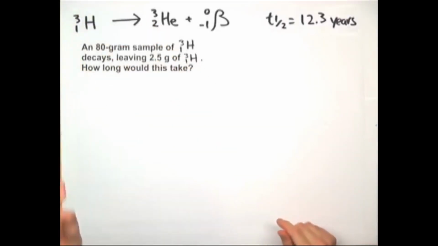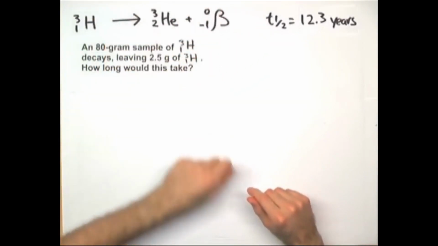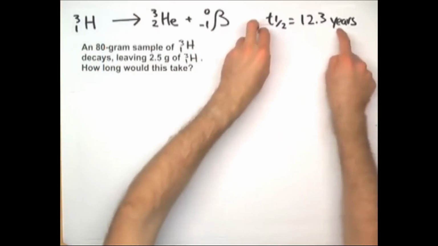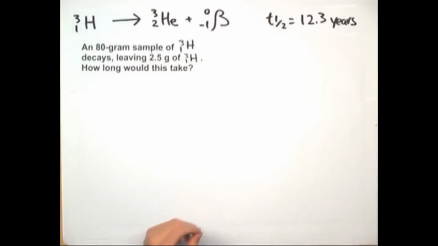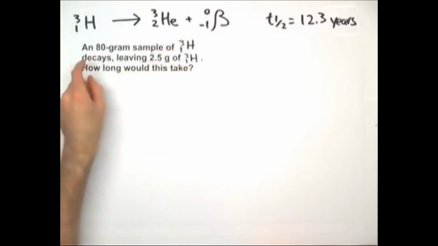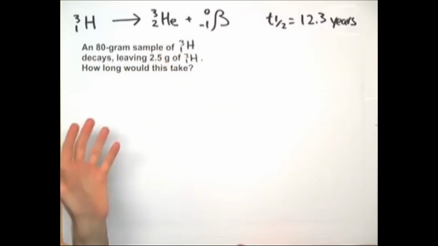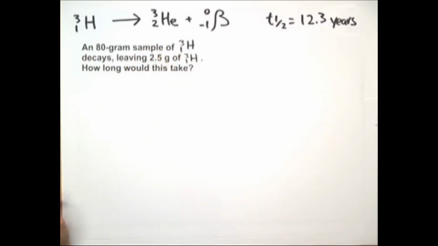Hydrogen-3, which is also known as tritium, undergoes beta decay to make helium-3. And this process has a half-life of 12.3 years. Okay, so an 80-gram sample of tritium decays, leaving 2.5 grams of tritium. How long would this take? Okay, let's figure it out by just making a chart like we did before.